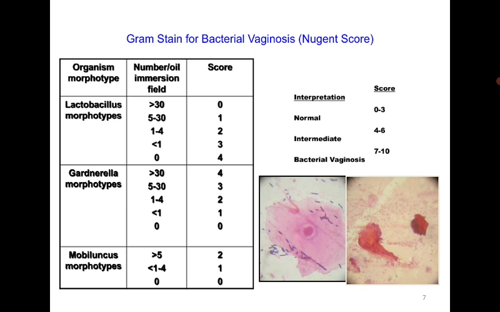So 5 to 30 is score 1, 1 to 4 is score 2, less than 1 is score 3, and if there are 0 lactobacillus morphotypes, that score is 4. For Gardnerella morphotypes, more than 30 is 4, 5 to 30 is 3, 1 to 4 is 2, less than 1 is 1, and 0 is 0. Mobiluncus morphotypes: more than 5 is 2, 1 to 4 is 1, and 0 is 0. Interpretation: the score is 0 to 3, 4 to 6, and 7 to 10. You will call it bacterial vaginosis if the score is 7 to 10.